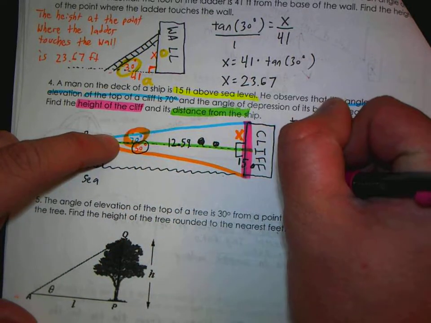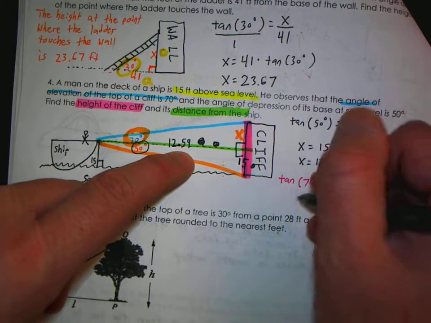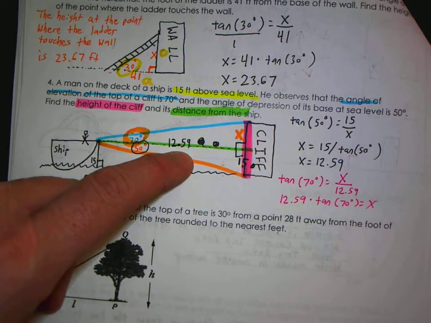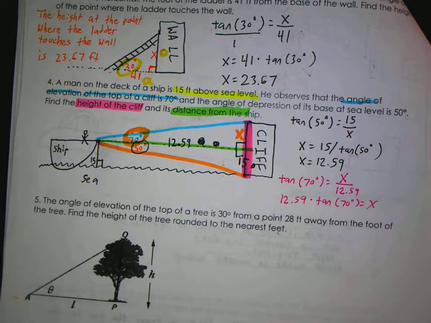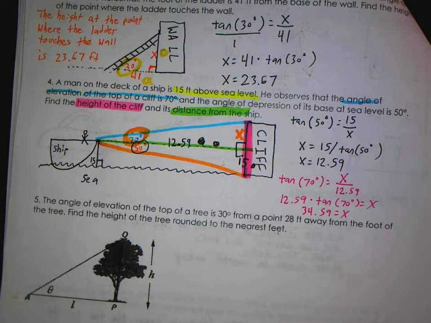So I would set up my trig ratio and I'd say opposite over adjacent, so I'd say tan of 70 equals x over adjacent. Solve for x. Type that in your calculator. That's 34.